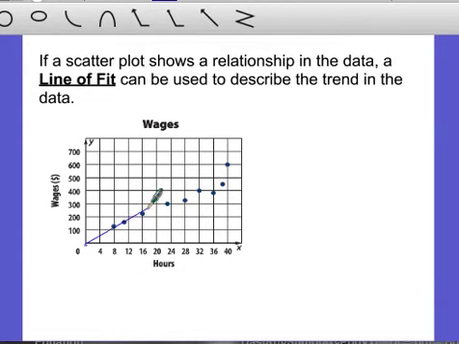Okay, so we know it's going to go through the origin, so we'll start here, and then we want it to make a best representation of the data. And so we want to have about an equal number of dots on each side of the line, and we want it to pass about equal distance from the line and all of those things.